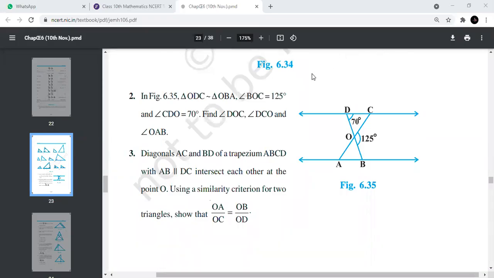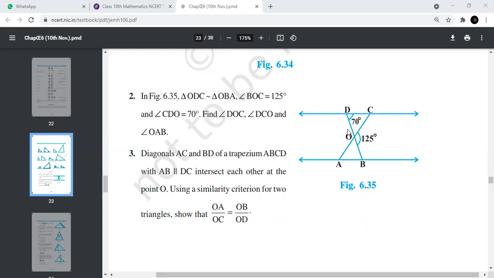Class 10, we have to discuss from question number 2 of 6.3. Now, see in question number 2, this figure is given to you in which they have said the triangle ODC, this triangle you see above, is similar to triangle OBA. Okay. And further, these two angles have been given to you and they're asking you to find the remaining angles. That is angle DOC. So that is DOC here you have.